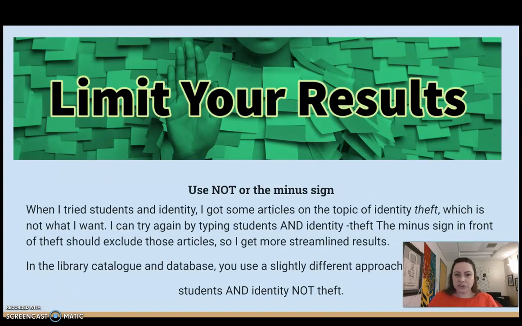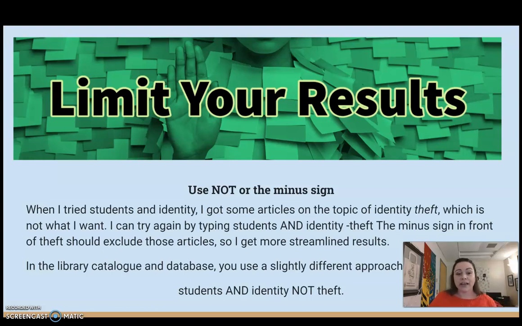Another thing that you can do to limit your results is to use the word not, or the minus sign. Why you might want to do that is if you're looking for identity and you get a whole bunch of articles on identity theft. That's not what we want. In order to limit those results and get rid of the stuff about identity theft, you can type student and identity minus theft. And that's what you do when you do it in Google.